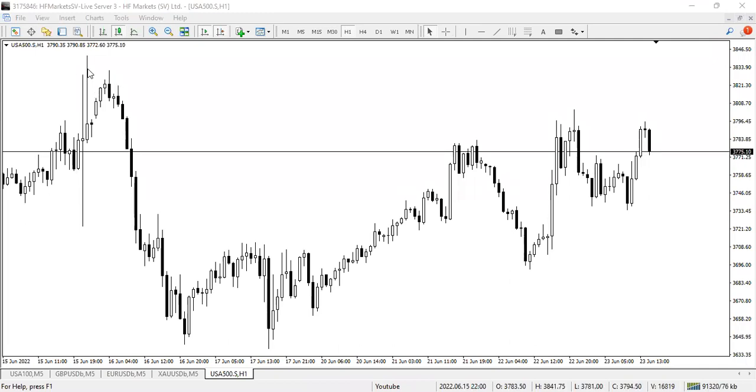Long wicks either house liquidity or they don't house liquidity. When do they house liquidity? When they rebalance.